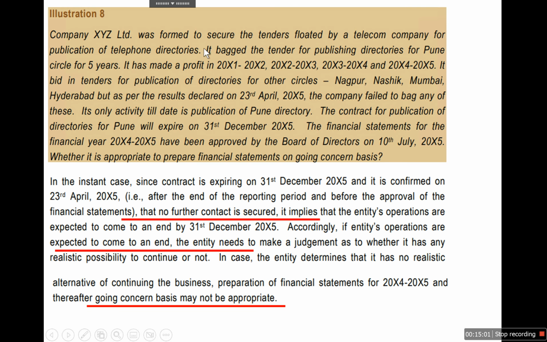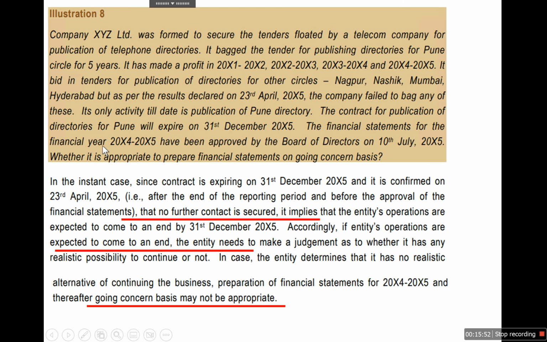So here the example is company XYZ Limited, which was formed to secure the tenders floated by a telecom company for the publication of telephone directories. It bagged the tender for publishing directories for Pune for 5 years. It made a profit in X1, X2, X3, X4, and X5. It bid in tenders for publication of directories for other circles, Nagpur, Nashik, Mumbai, Hyderabad, but as per the result declared in April 2005, in the last financial year, the company failed to bag any of these. Its only activity till date is publication of the Pune directory. The contract for the publication of directories for Pune will expire on 31st March, in the same calendar year.